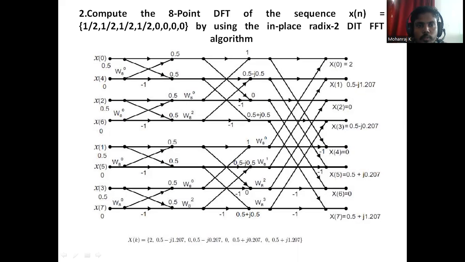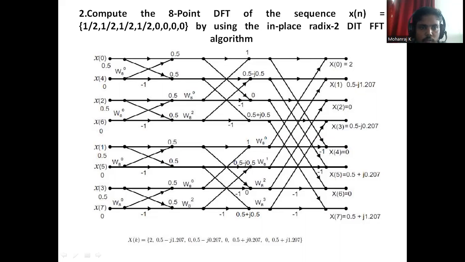So here the input order is x[0], x[4], x[2], x[6], x[1], x[5], x[3], x[7]. This is the bit reversal: x[4] is the bit reversal of x[1], x[2] bit reverses to x[2], x[3] bit reverses to x[6], x[1] bit reverses to x[4], x[5] bit reverses to x[5], and x[7] equals x[7].